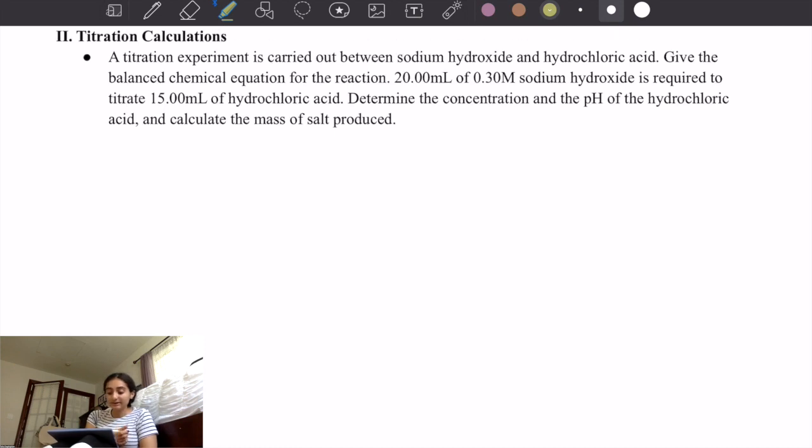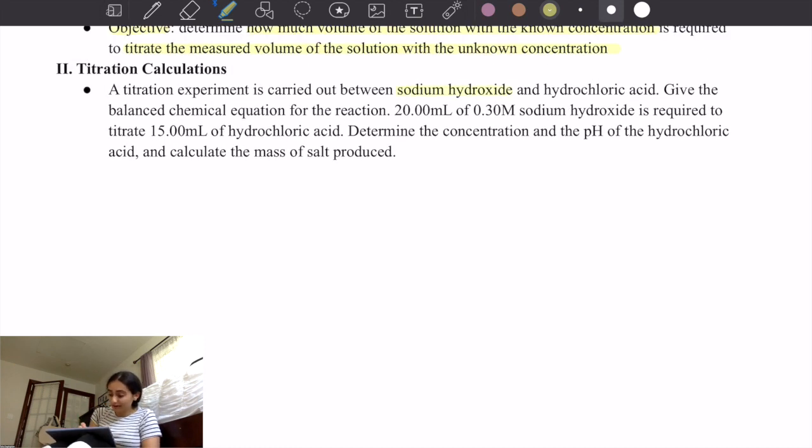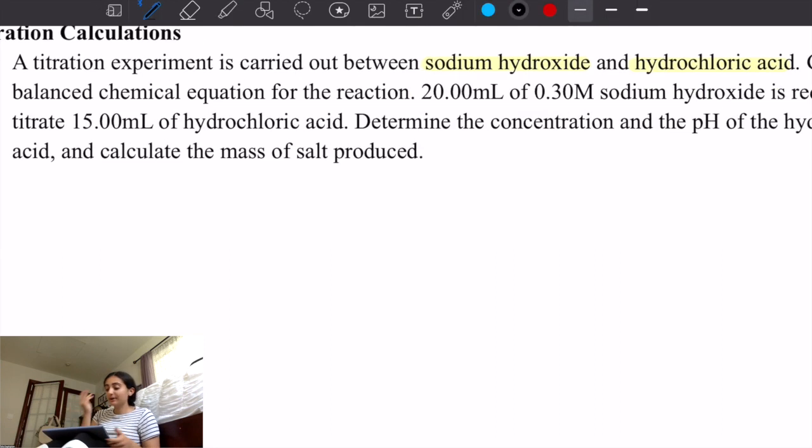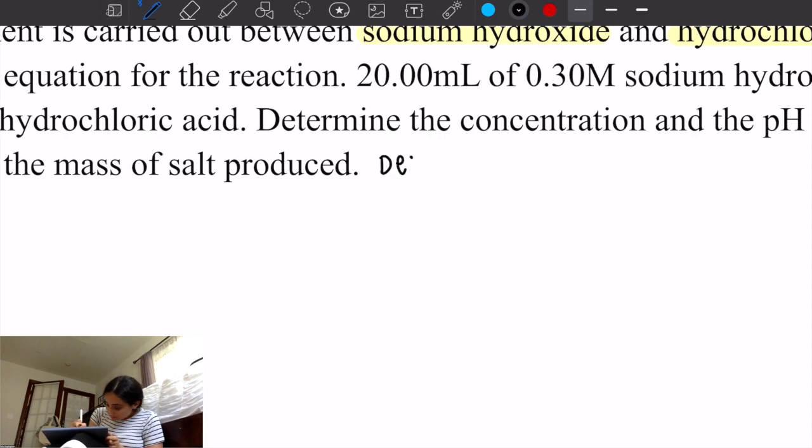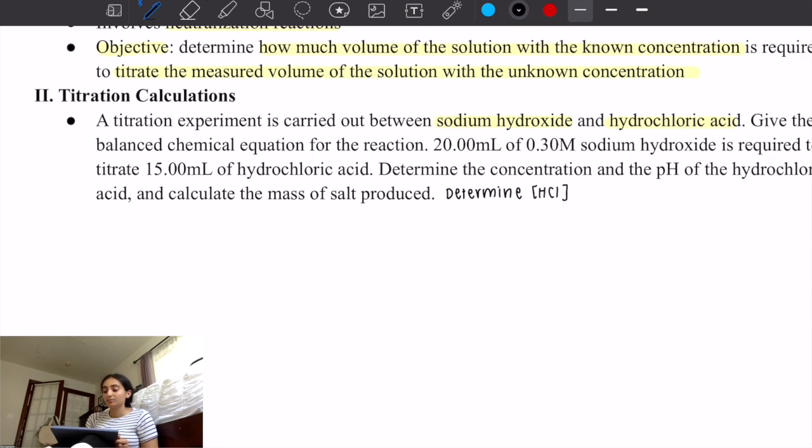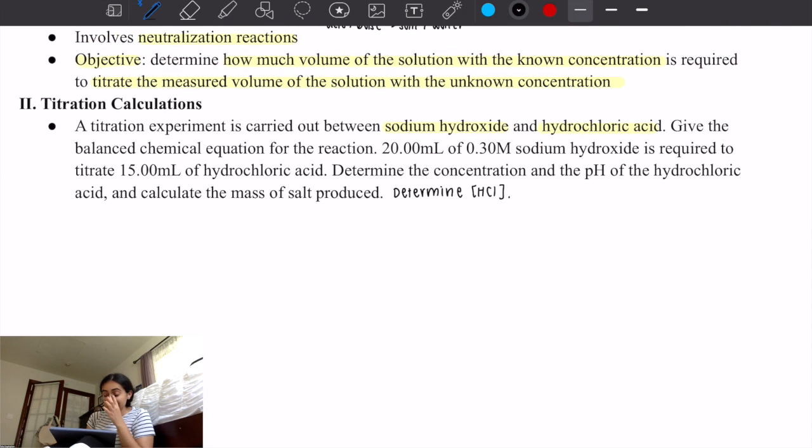The titration experiment is carried out between sodium hydroxide and hydrochloric acid. Give the balanced chemical equation for the reaction. 20 milliliters of 0.30 molarity sodium hydroxide is required to titrate 15 milliliters of hydrochloric acid. Determine the concentration and the pH of the hydrochloric acid and calculate the mass of salt produced. I'm also going to add an extra part to this. We are also going to determine the concentration of the hydrochloric acid, because that is like the main part of what a titration is. But basically, to determine your theoretical information for titrations, you use stoichiometry.